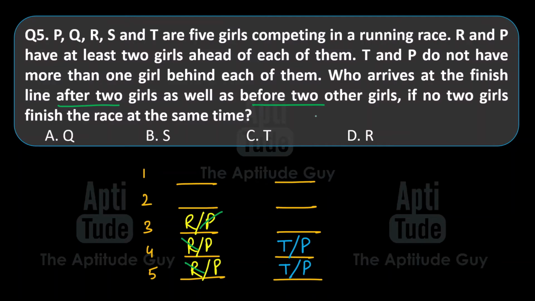After two girls, who is there? After two girls and before two girls, it's the third position. And who is in the third position? R is in the third position. We know that R cannot be in the first two positions. We also know that R cannot be in the last two positions. So the only place where R can go is the third position. The answer is option D.